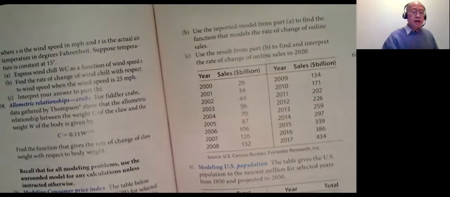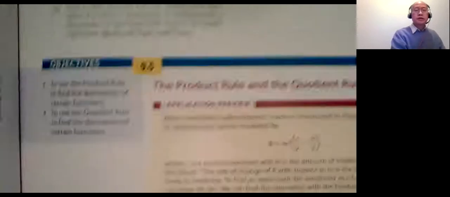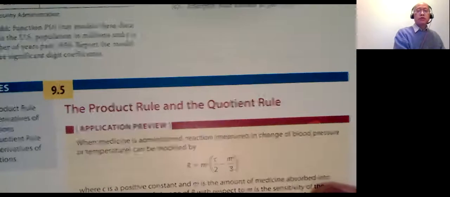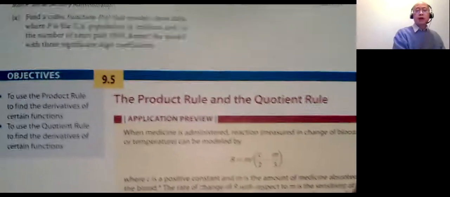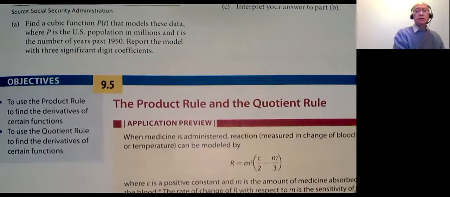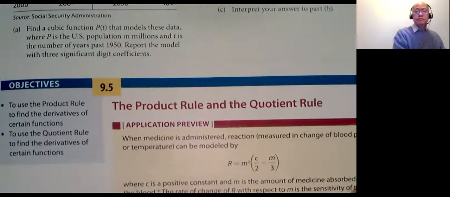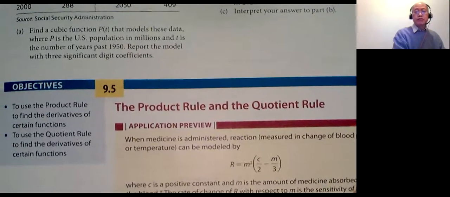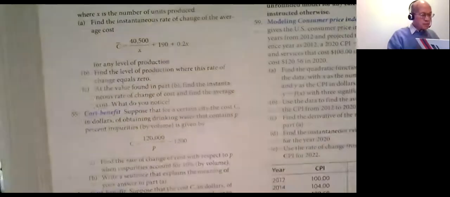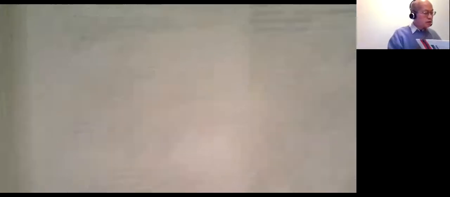Next time we have more rows. I'll just tell you ahead of time. The product rule and the quotient rule, 9.5. Product means what? Multiplication. Quotient means division. So how do you take the derivative if you see a product or a quotient? We'll see that next time. But let me go back to number 30.